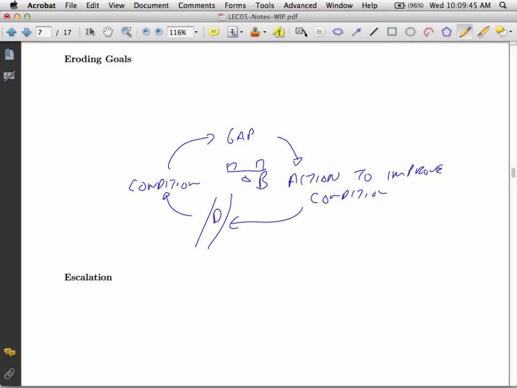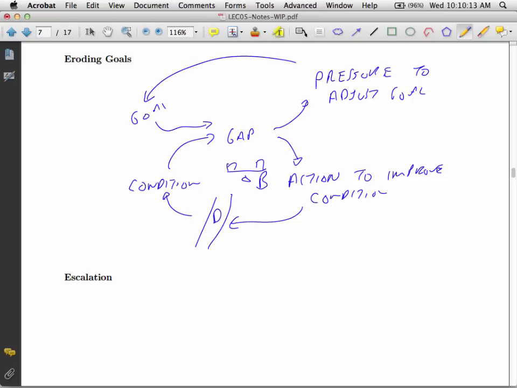Now, what often happens is you take some action to improve the condition. You're waiting for this delay to happen. The condition hasn't improved. What you could do is you could say, you know what, maybe our goals are just too ambitious. So you have pressure to adjust your goal. Right. And there's your goal. Right, if we just set our goals a little bit lower, we could meet our expectations and close this gap and be done. So there's always this pressure to adjust the goal, and this too is a balancing loop.